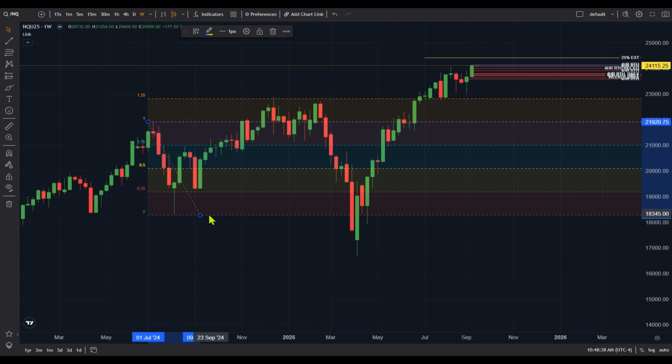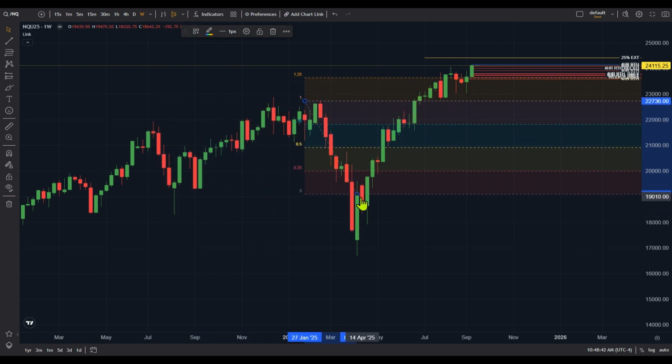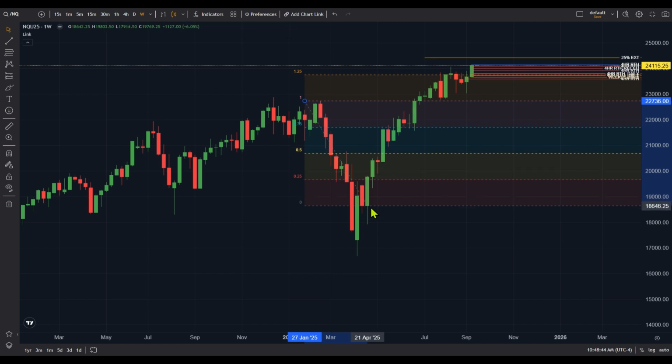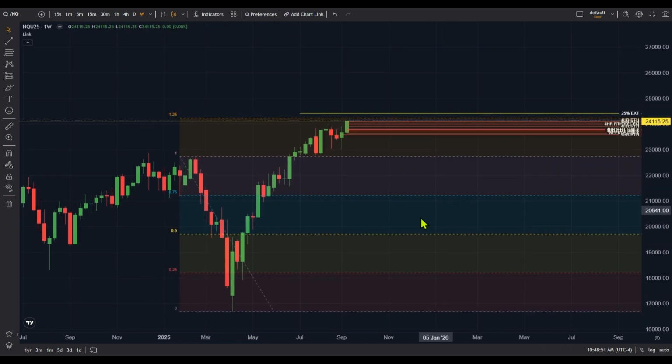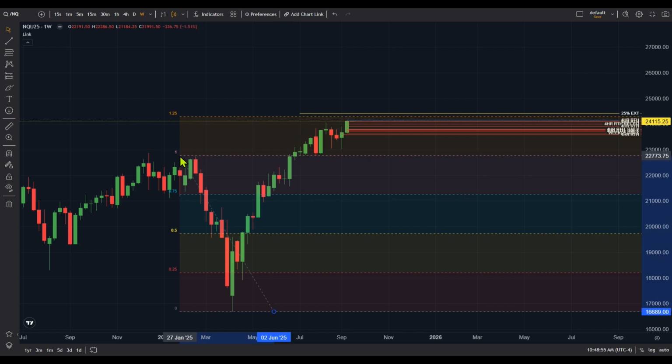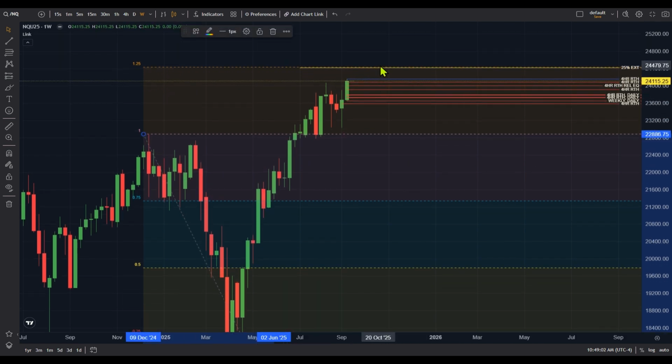So we move this same fib tool over here. We put the 1 there. We drag the 0 all the way down to the bottom. This is all the tariff news that came out. And if we go to extending this range by 25%, how could this be? Oh, I've got to go to this high because this was the last high. There we go. Then that's going to put us right up here.